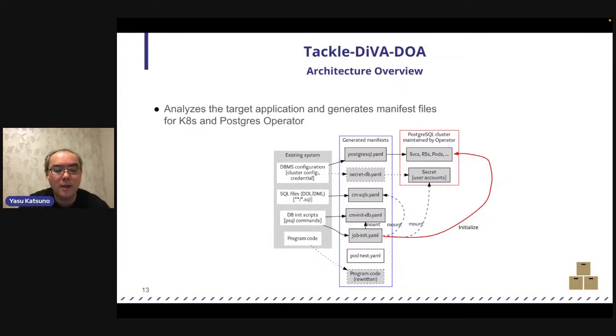Current DOA assumes four types of input: database management system configuration file, SQL files, database initialization script, and the program file. And you can see on the middle part, the middle part is generated YAML files.